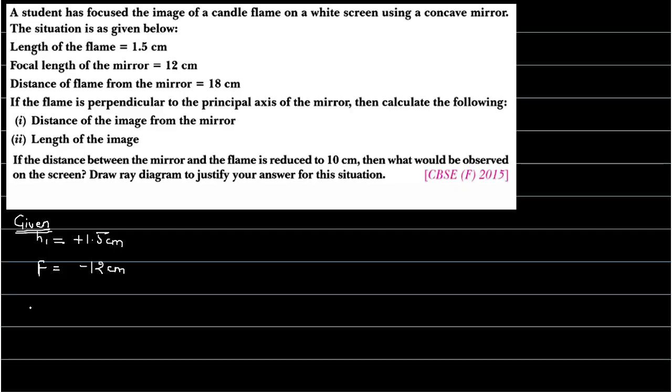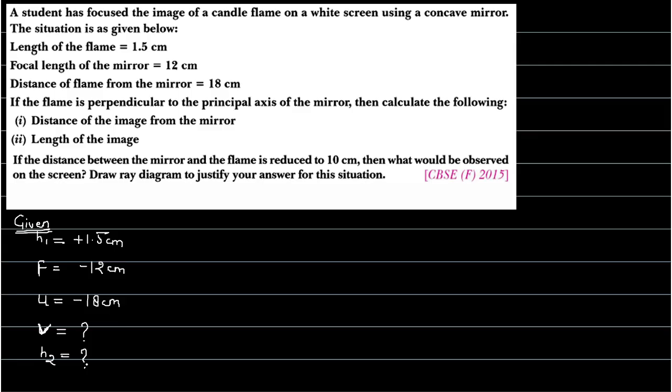Distance of flame from the mirror, U, is given as minus 18 centimeter. The flame is perpendicular to the principal axis of the mirror. Then calculate the following: distance of image from the mirror, V, is being asked, and the length of the image, that means h2, is being asked.